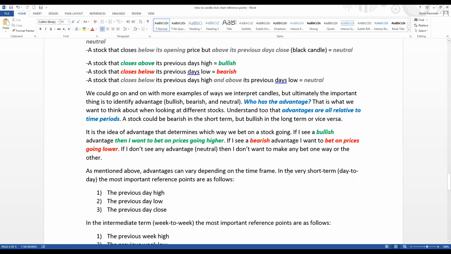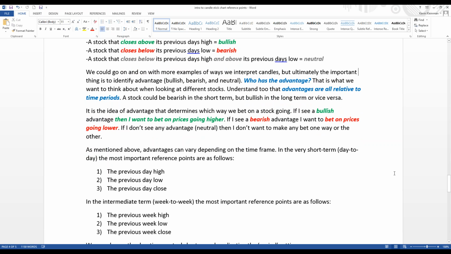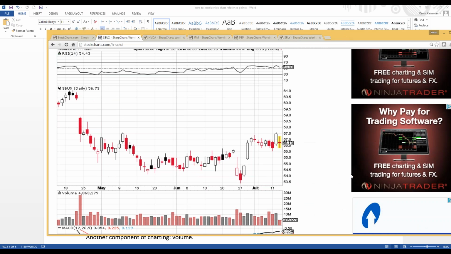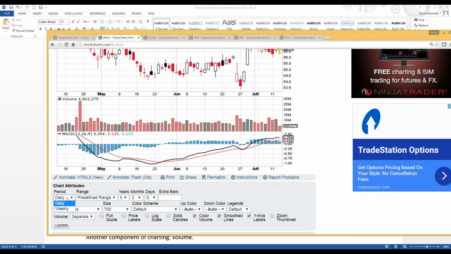So to help you, here's the way I look at it. In the very short term, the day-to-day, the most important reference points to me are as follows. The previous day's high, the previous day's low, and the previous day's close. In the intermediate term, week to week, the most important reference points are the previous week's high, the previous week's low, and the previous week's close. And again, if you're using Stockcharts.com, you can change the time frame by adjusting the period setting, which shows up right here in the lower left-hand corner underneath the stock chart.